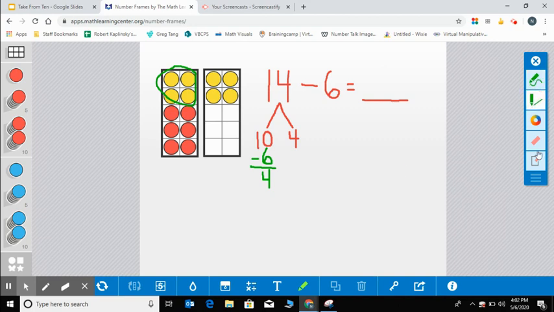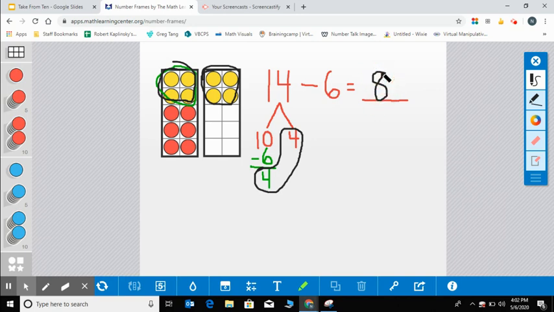So if I take the 4 that are left on the 10 and I combine that with the 4 ones that are left, so I'm putting these yellow ones that were left on the 10 with these yellow ones that were left on the ones, I know 4 and 4 together is 8. So 14 minus 6 is 8.